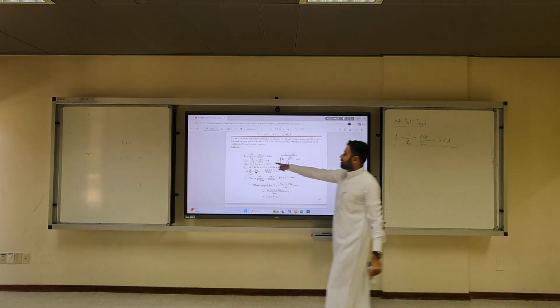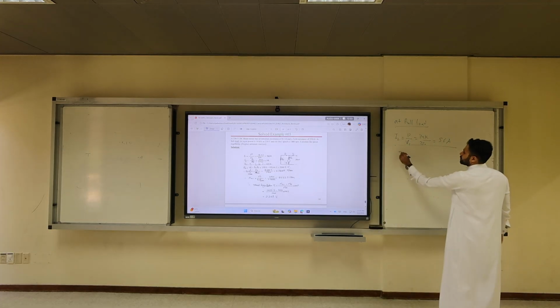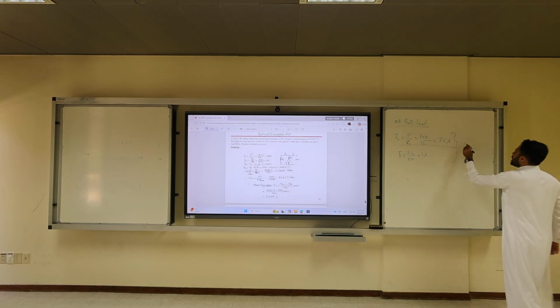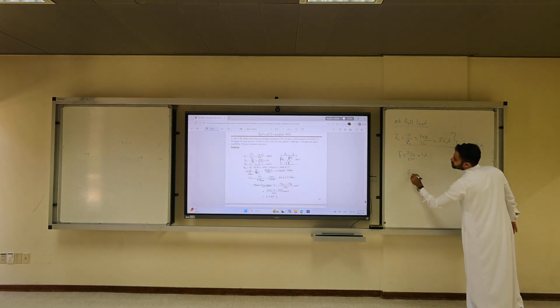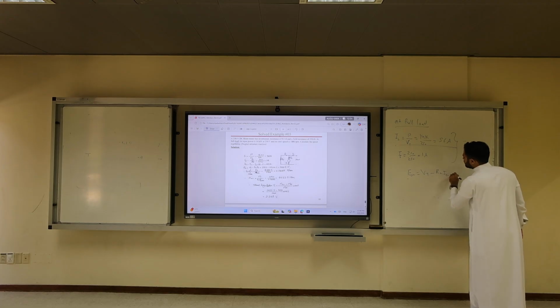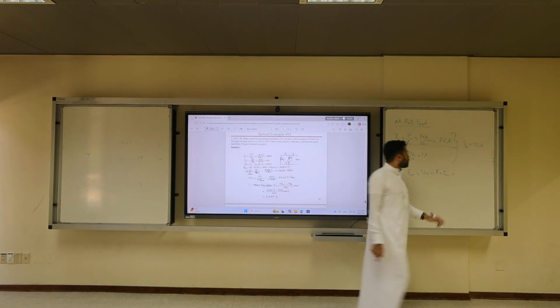Then what do I have? The field. How much is the field current? 250 over RF, which is 1 amp. So from these two, what is the armature current at full load? This is at full load. 55 amps. So what is EA? VT minus RAIA. You do the math. 244.5 volts.